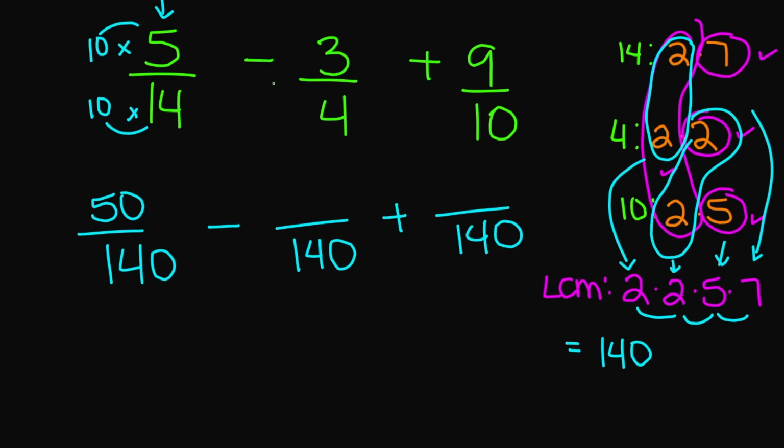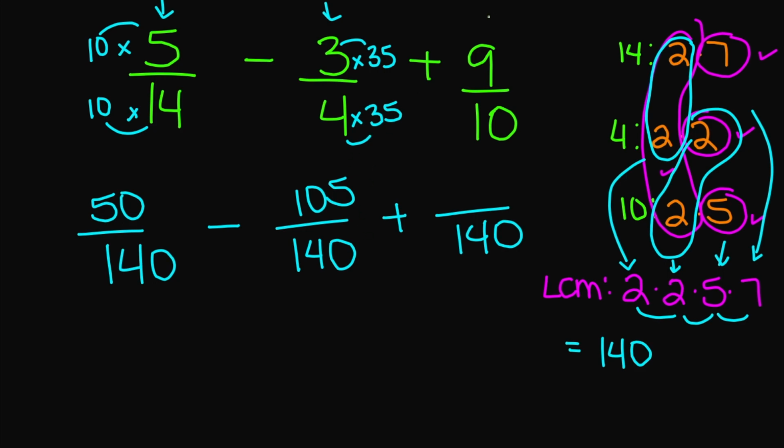That's perfect. If I look at my 3 over 4, what number times 4 is going to give me 140 in my denominator? And that is going to be the number 35. 35 times 4 is 140. So I'm just going to multiply the top and bottom here by 35 as well. 3 times 35 is going to be 105. And then 4 times 35, that's going to be 140.